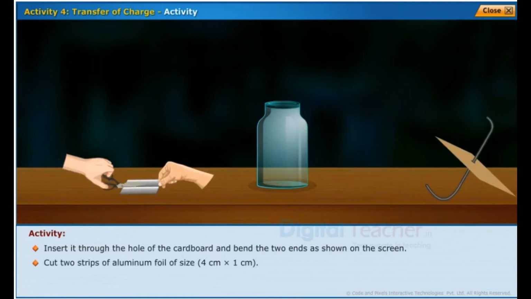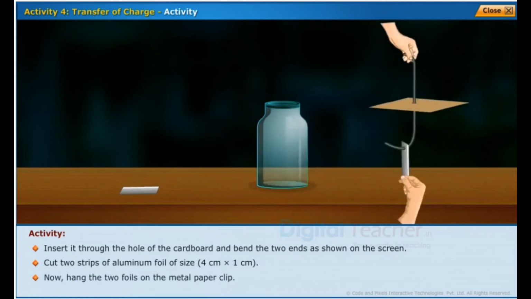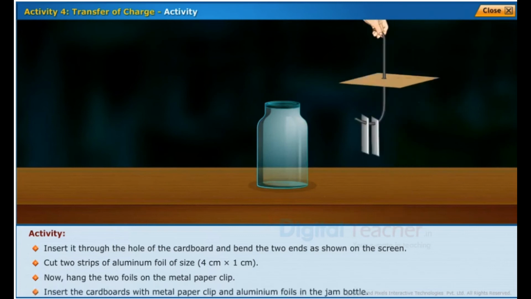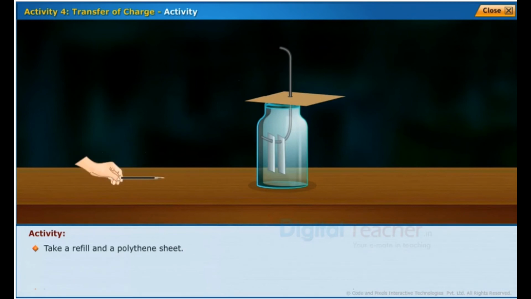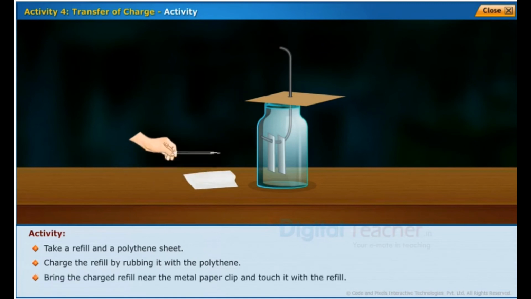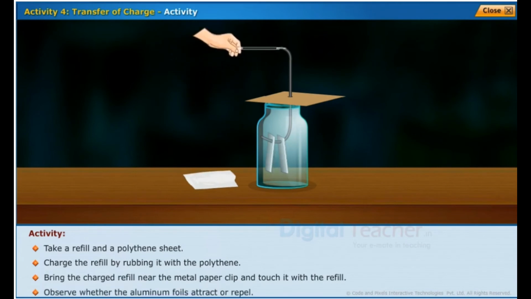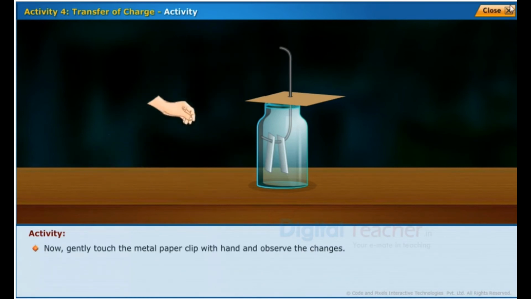Cut two strips of aluminium foil of size 4 by 1 cm and hang the two foils on the metal paper clip. Insert the cardboard with metal paper clip and aluminium foils in the jam bottle. Take a refill and polythene sheet. Charge the refill by rubbing it with the polythene. Bring the charged refill near the metal paper clip and touch it with the refill. Observe whether the aluminium foils attract or repel. Now, gently touch the metal paper clip with your hand and observe the changes.